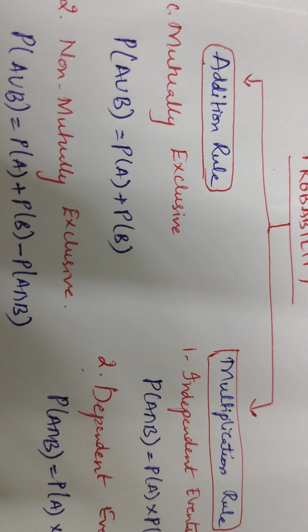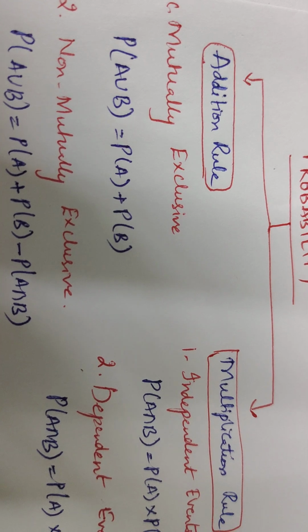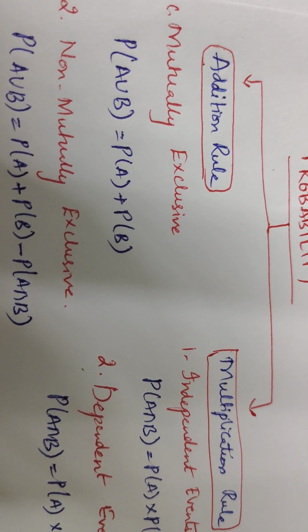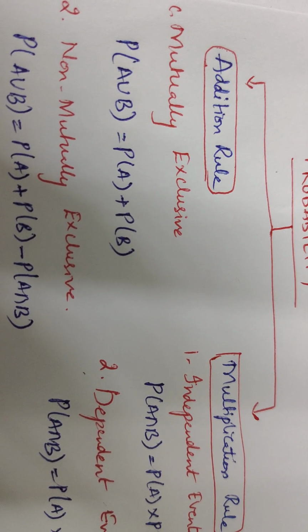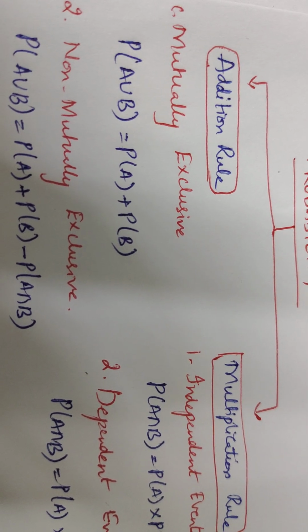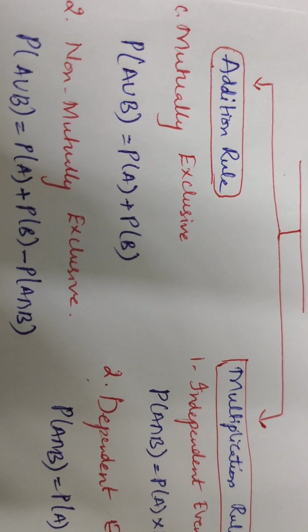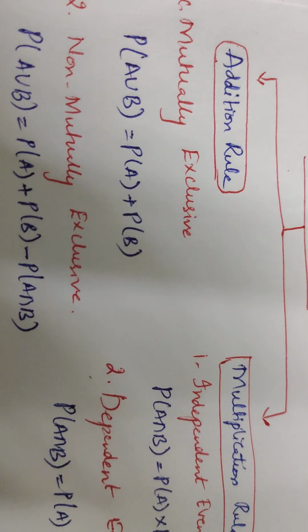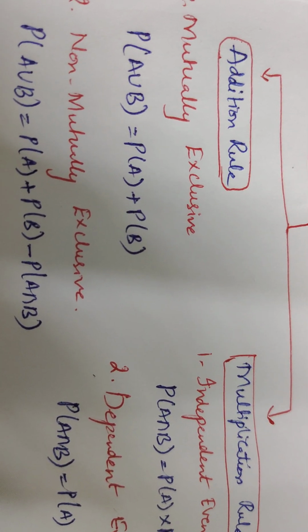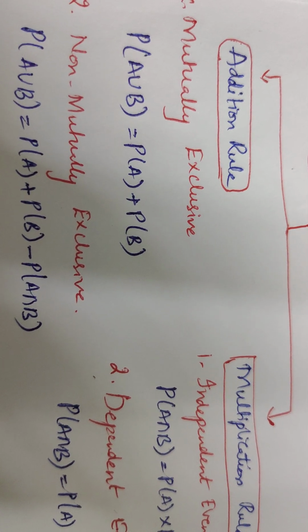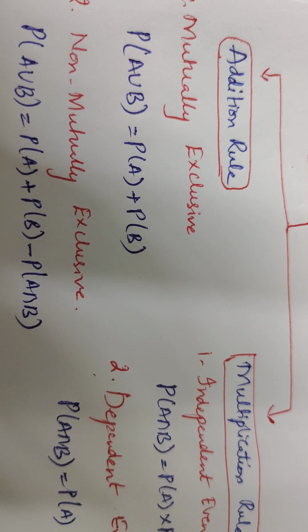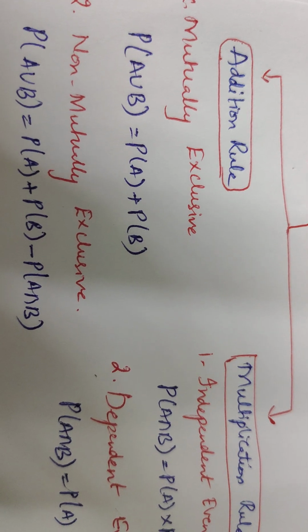So in the addition theorem we have two types: mutually exclusive events and mutually non-exclusive events, or non-mutually exclusive events. So what does this mean? Mutually exclusive means that the occurrence of one event is halting the occurrence of another event.